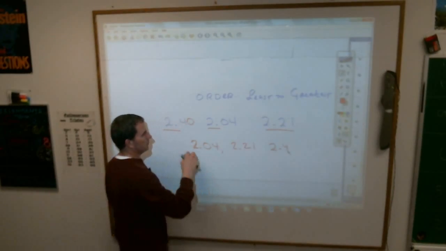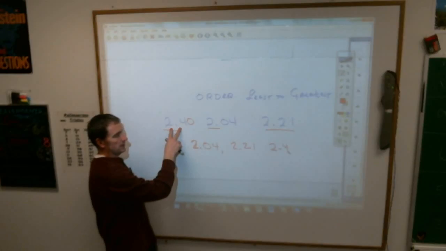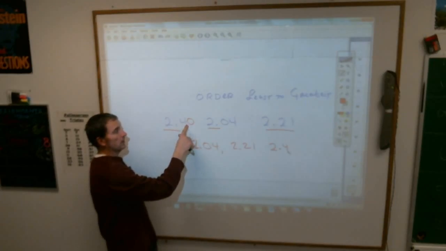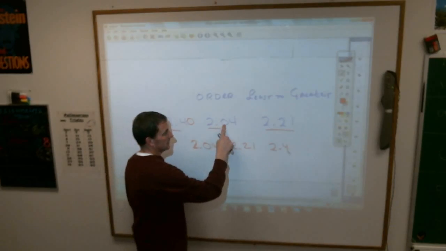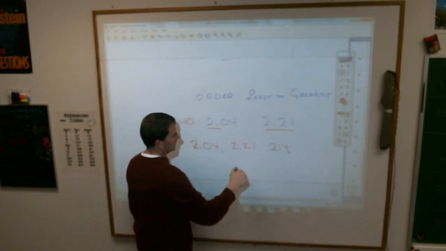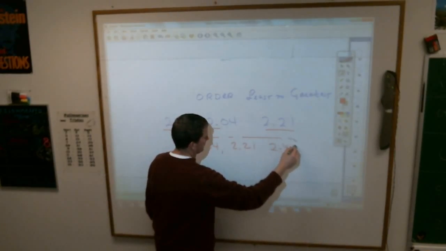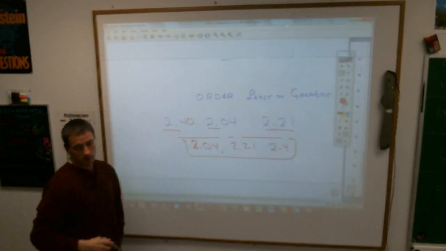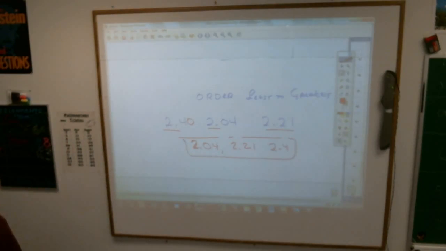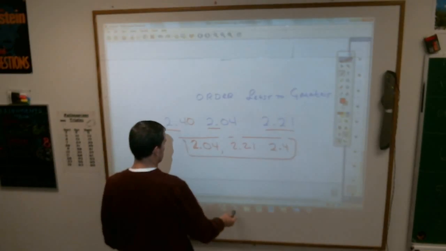Again, noting that even though this one had fewer digits in it, it was bigger because of the place of that 4. This had a 4 in the tenths place, this had a 0 in the tenths place, that had a 2 in the tenths place. So decimals can be a little tricky, but they're really not that terribly difficult. I think we shall stop with that. It's exciting.